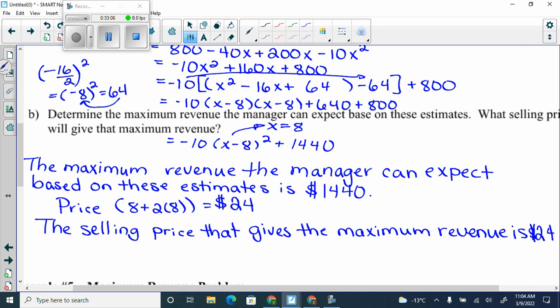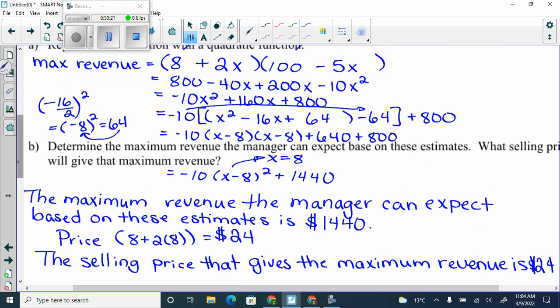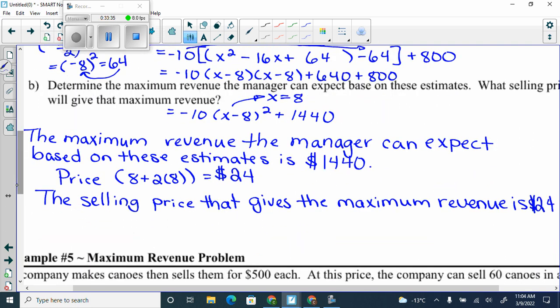What else could they have asked me to find? How many bottles I sold, right? And how would I do that? Fill into the other one. So I would go 100 minus 5 times 8, 100 minus 40, which is 60. And then if I took the 60 bottles and I multiplied it by 24, I should get 1,440.